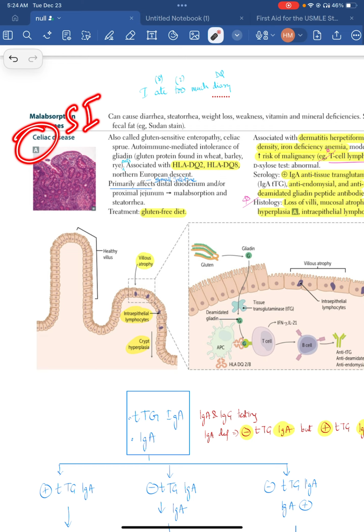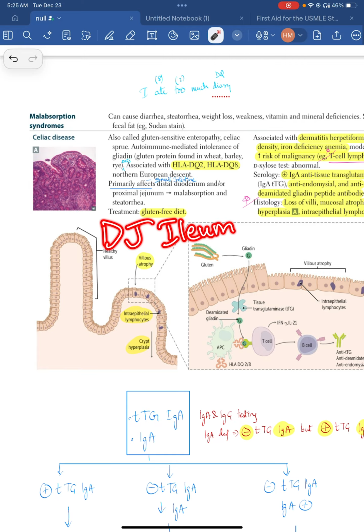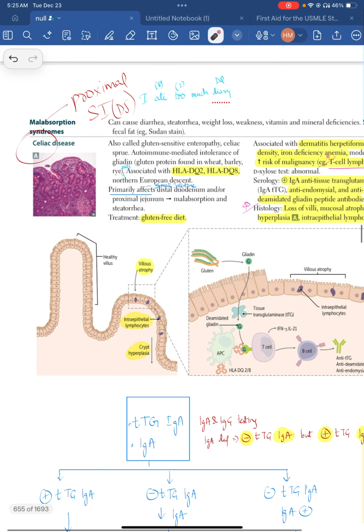Where does this occur? Celiac disease occurs in the small intestine, and you need to remember that. What are the parts of the small intestine? I remember it as DJ ileum. I know it is funny, but I remember it as DJ ileum. That is duodenum, jejunum, and ileum. So where does celiac disease affect? You need to remember this.